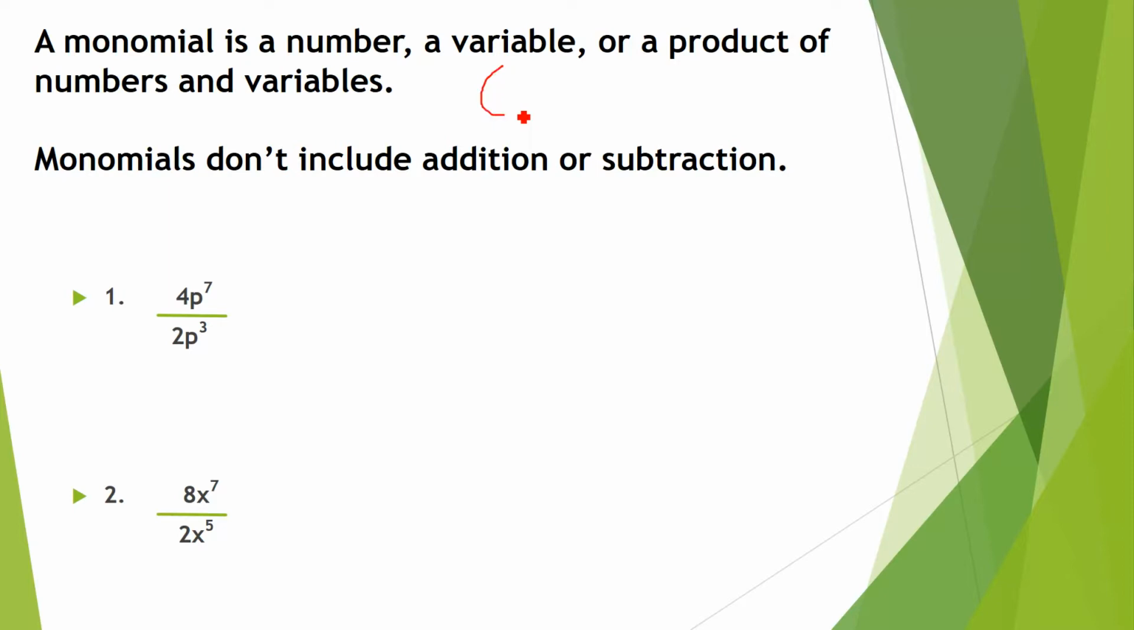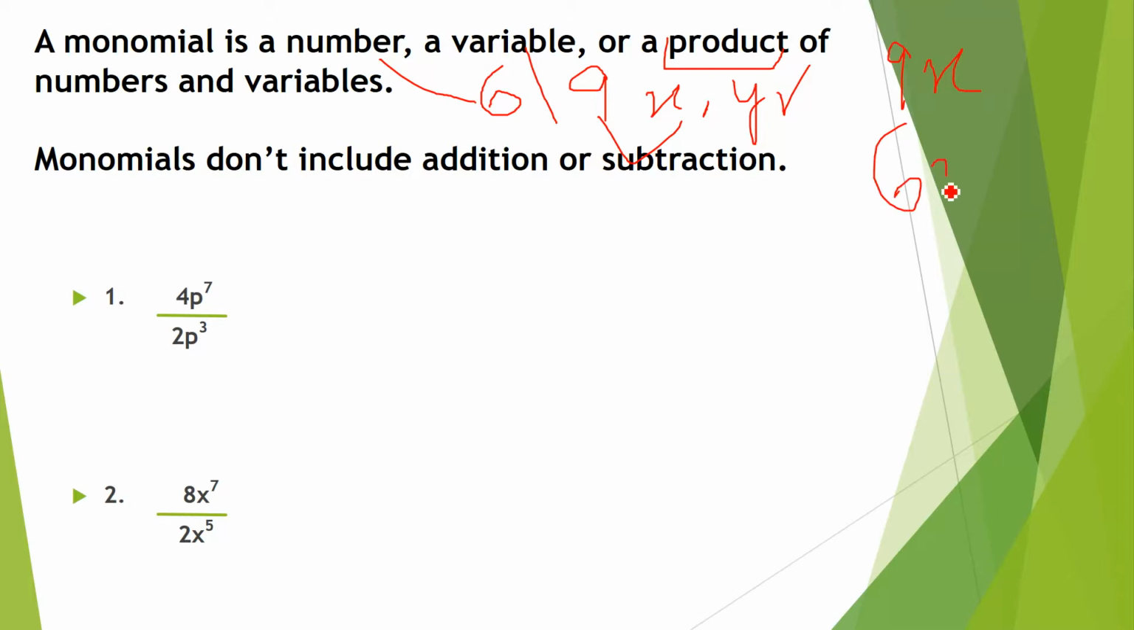Suppose we have 6, this is a monomial. If you have 9, it is a monomial because it's a number. Variable means x, y, z, a, b, c, any letter. Suppose x, y, z, this is a monomial. Or the product means multiplication. If I say 9x, it means we are multiplying a number and a variable. So this is a monomial.